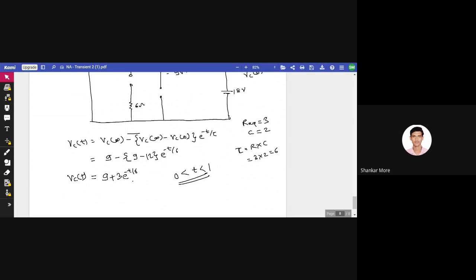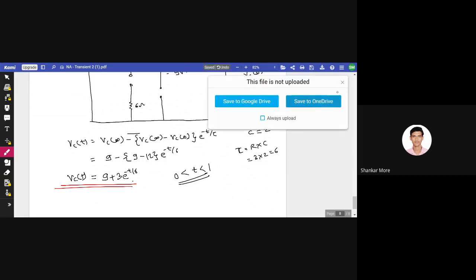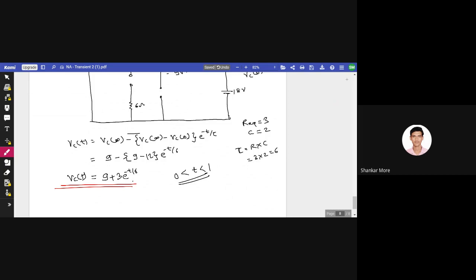t is equal to 1 is the same as t is equal to infinity. So we had this formula, just give me a second. Vc of t is equal to 9 plus 3 into e raised to minus t by 6. Okay, so here if you put the value, t is equal to 0.5, you will get the answer. That's it. Up to here we had solved.